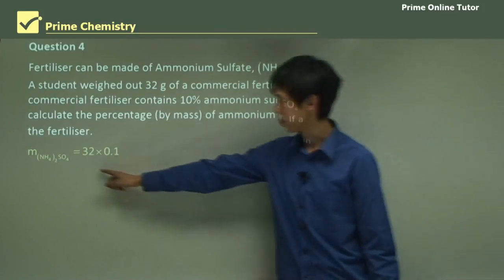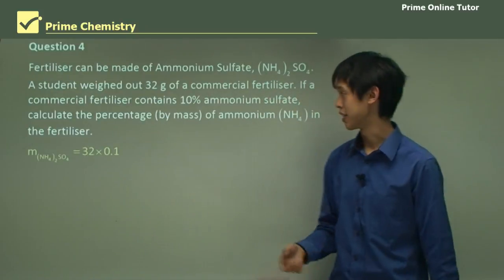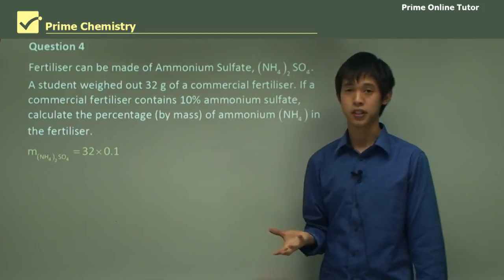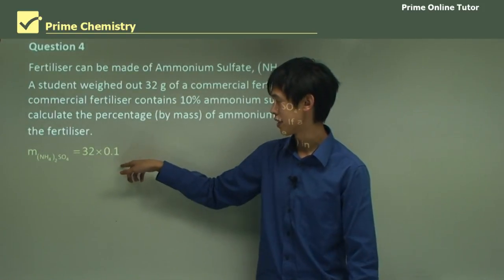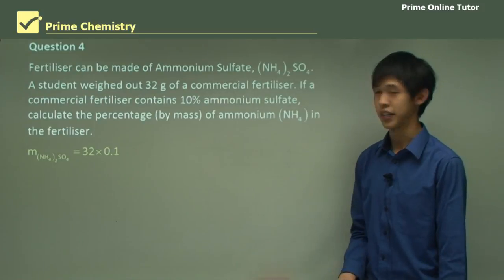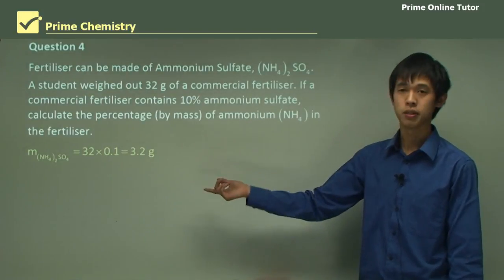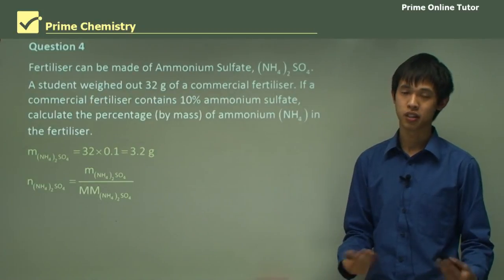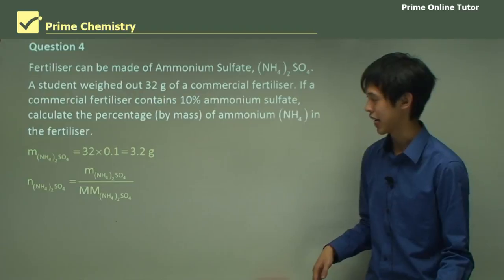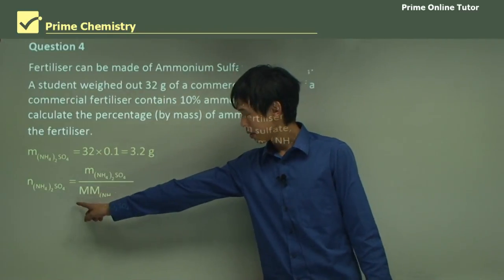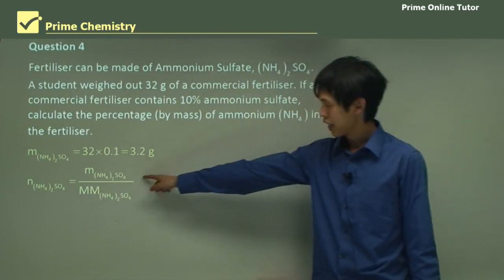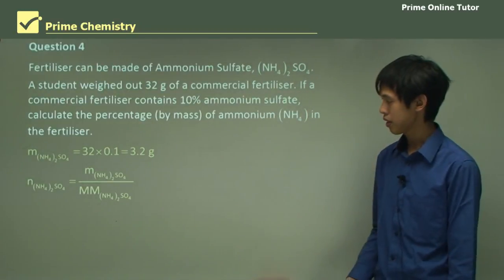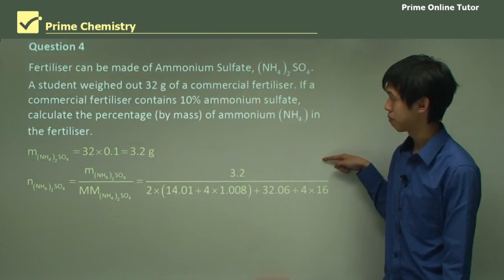So the mass of the ammonium sulfate we can work out very easily because we know that we took 32 grams of fertilizer and we know that this is only 10% of its mass. So 32 times 10% gives you the mass of the ammonium sulfate. Okay? 3.2 grams. Right? Now, we always do this. We always calculate moles because that's what chemistry is all about, calculating moles. So the number of moles of ammonium sulfate equals the mass of the ammonium sulfate over the molar mass. Okay? So we know the mass of the ammonium sulfate.